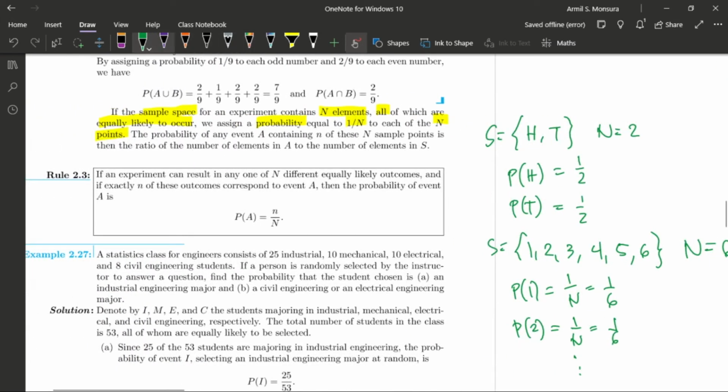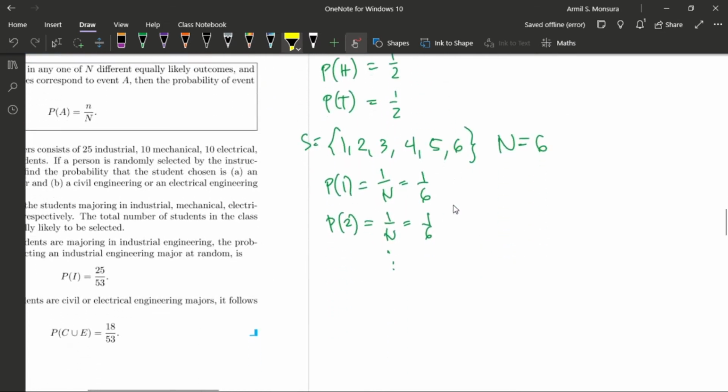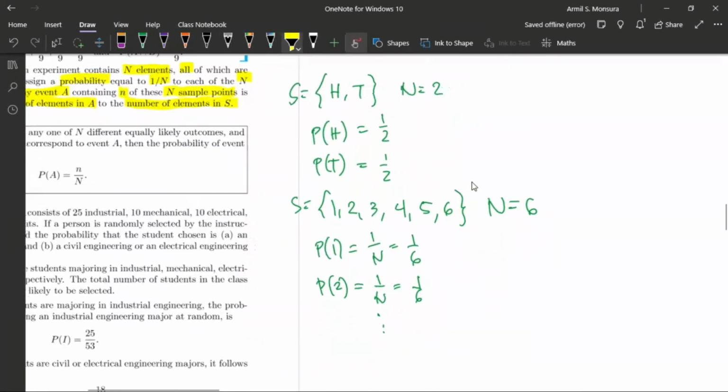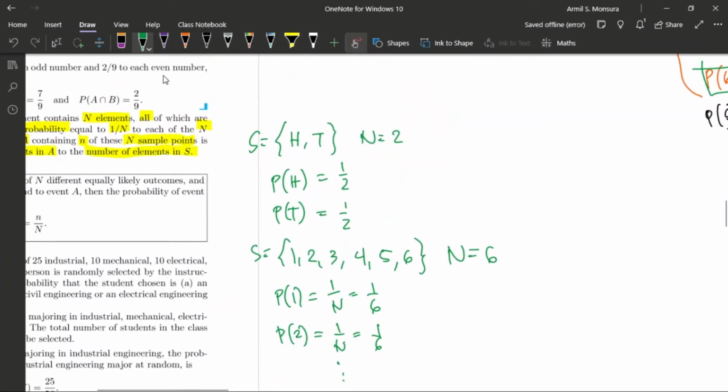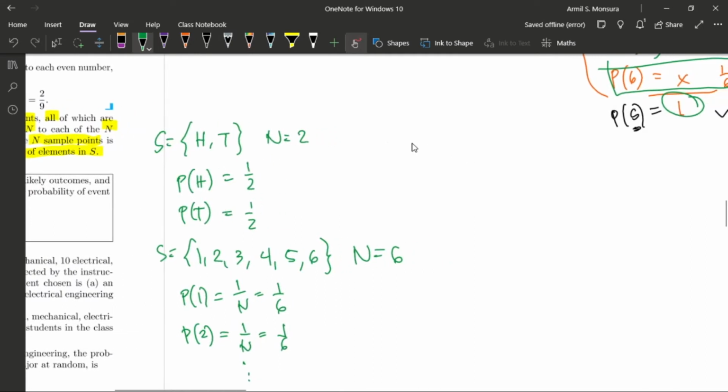Now, the probability of any event A containing n of these sample points is then the ratio of the number of elements in A to the number of elements in S. So, kung halimbawa naman in the case of tossing of two coins, okay?